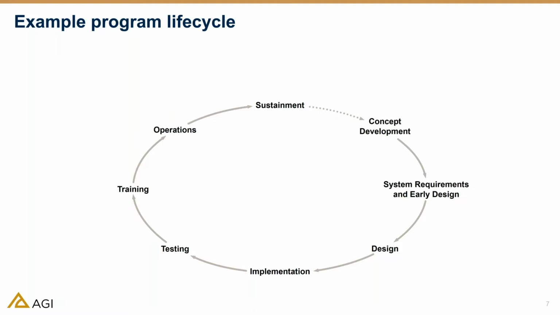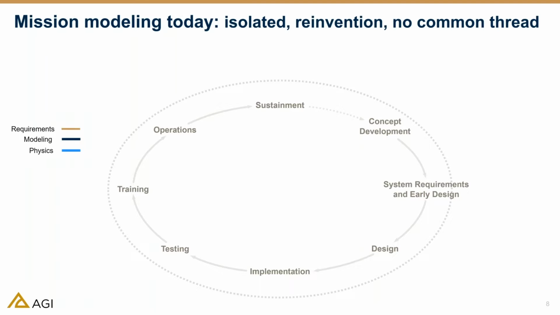And that should then flow throughout the entire rest of the program, from system requirements and early design to detailed engineering design, implementation, all the way through testing and operations and sustainment. And what we see today across the industry is a lot of isolated models, a lot of reinvention and stovepipe tools, and not really a common thread across the entire program lifecycle.